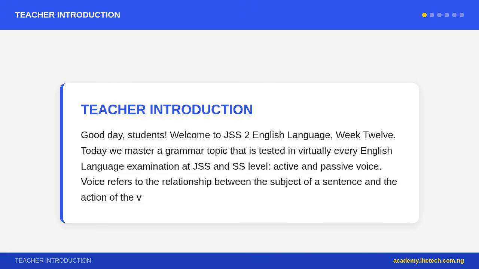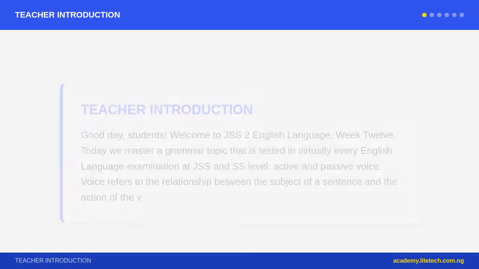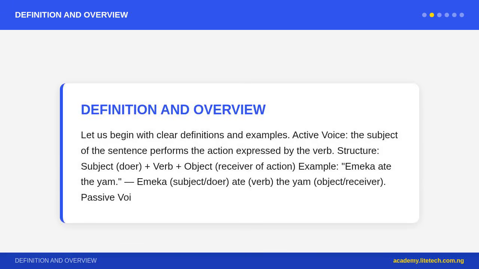Passive voice: the subject of the sentence receives the action expressed by the verb. Structure: subject (receiver) plus be plus past participle plus by plus agent (optional). Example: the yam was eaten by Emeka. The yam, subject/receiver; was eaten, passive verb; by Emeka, agent, optional.